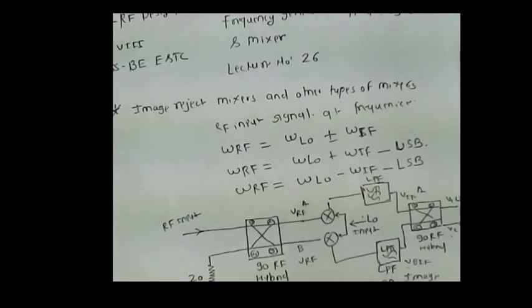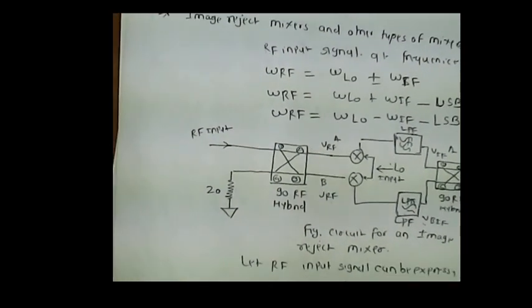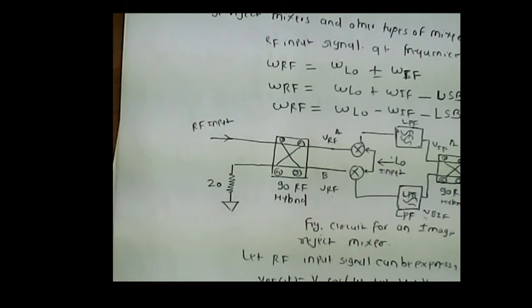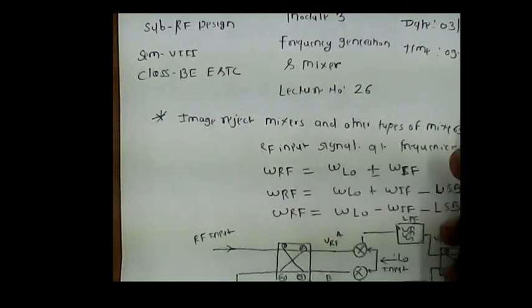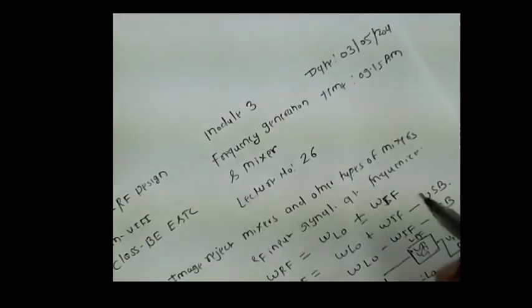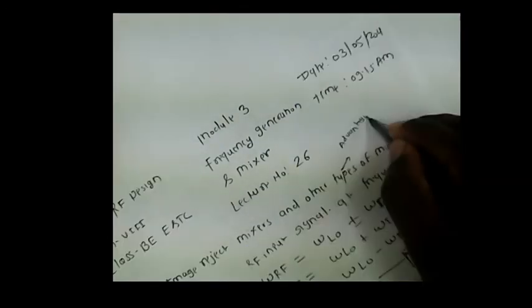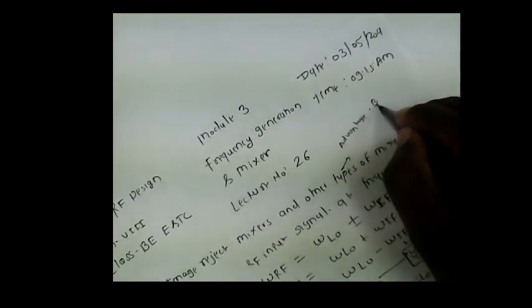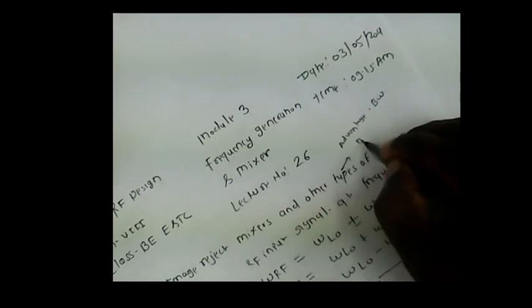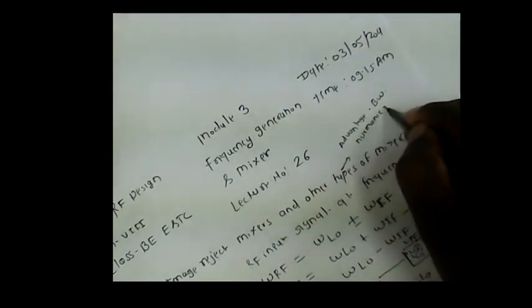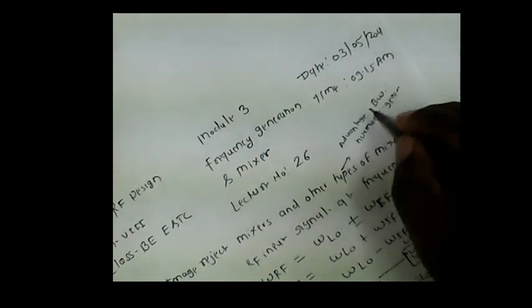So this is about the image rejection mixers. Now we define some other types of mixers. So other types of mixers can provide various advantages. What are the advantages which will be provided? First one is bandwidth, harmonic generation, and intermodulation products.